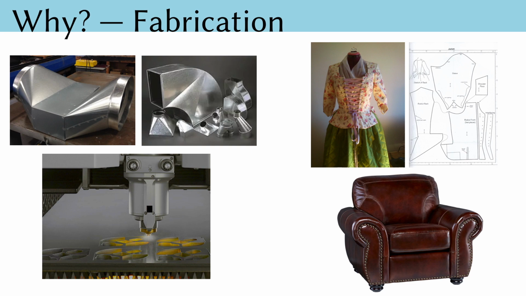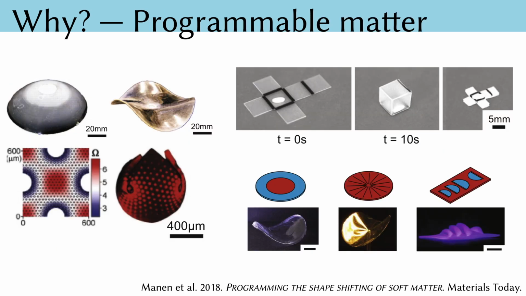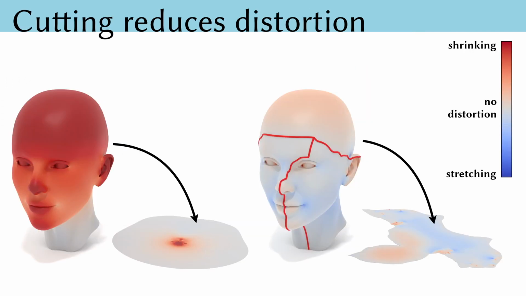Surface cuts are also important for fabrication, where a flat material like sheet metal, leather, or cloth is used to create 3D objects. Even more recently, fabrication with programmable matter enables complex designs at the microscale. Here, materials often have a very limited range of feasible stretching, imposing additional fabrication constraints. In all of these cases, cutting is critical because it allows us to find maps which have low distortion.